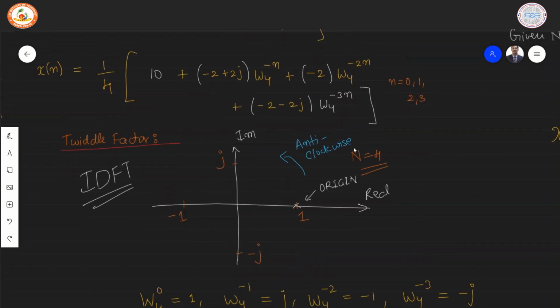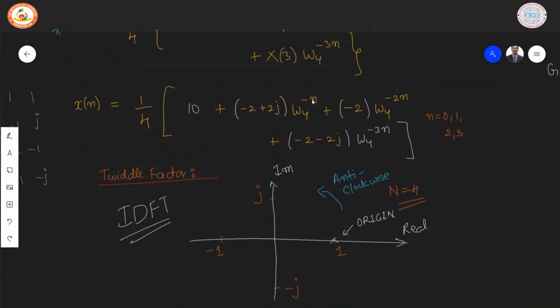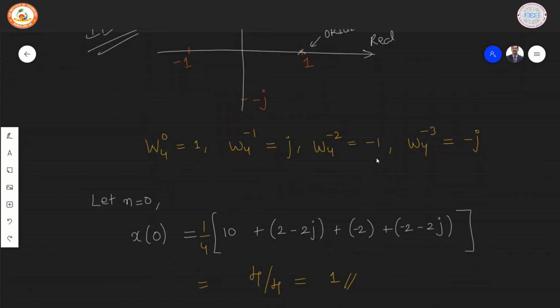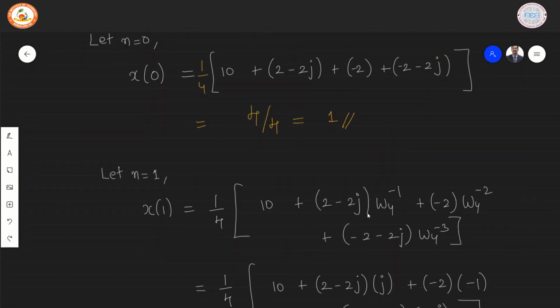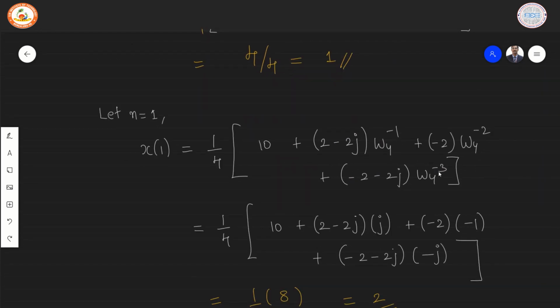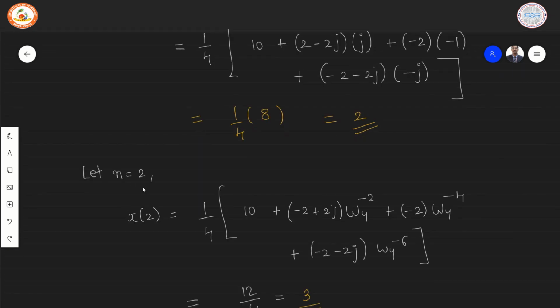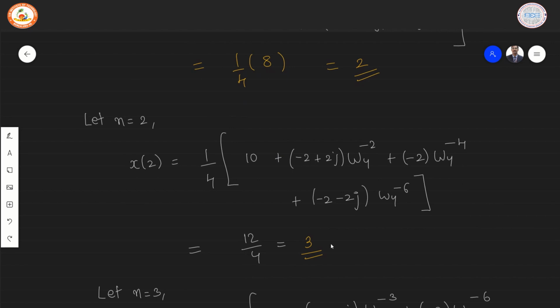So when you put n is equal to 1 in the previous equation, we get the various twiddle factor powers and insert those values as shown here. So W4 to the power of minus 1, W4 to the power of minus 2, W4 to the power of minus 3. These values we have to substitute along with the inputs, and we can simplify and get the answer as 8 by 4, which is equal to 2. Similarly, the answer for n is equal to 2 requires W4 to the power of minus 2, W4 to the power of minus 4, W4 to the power of minus 6, which is 12 by 4, answer is 3.